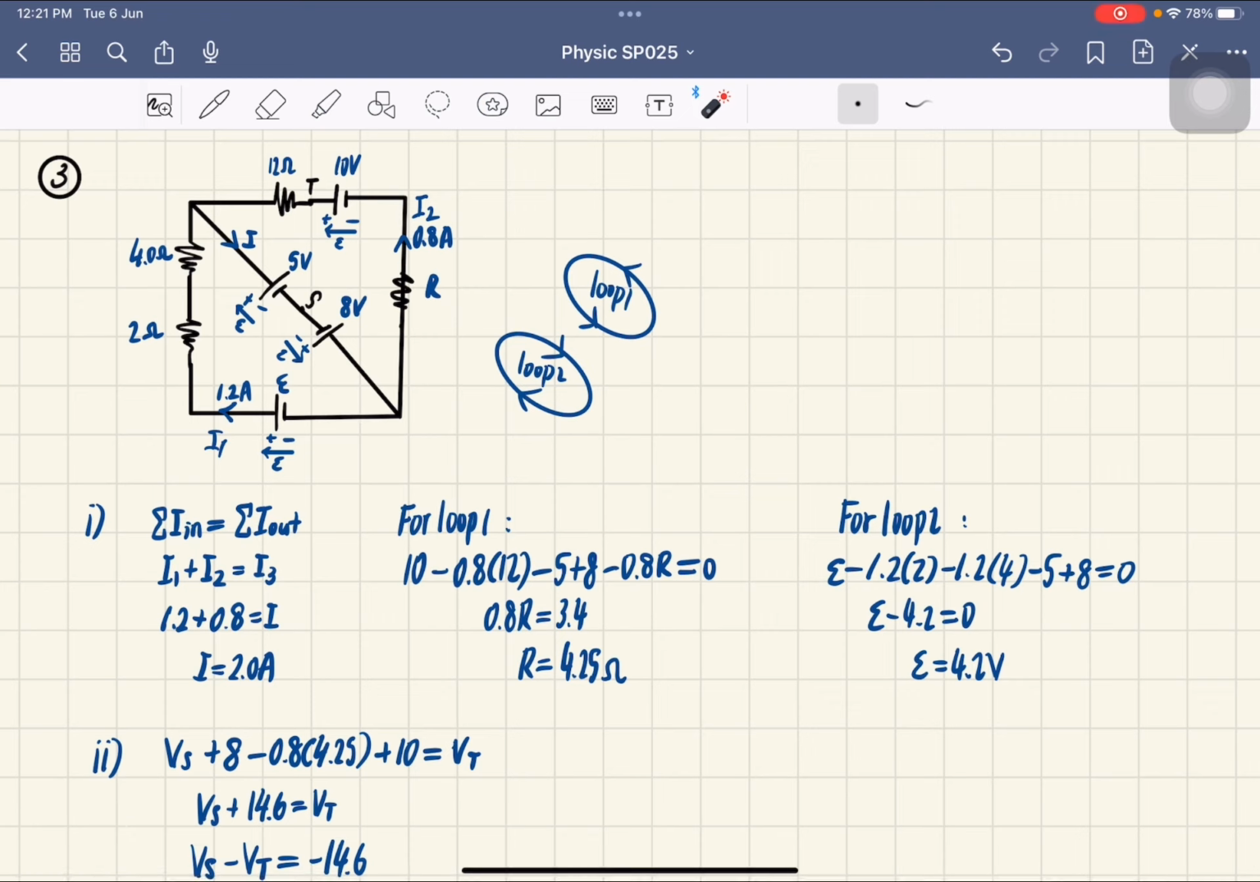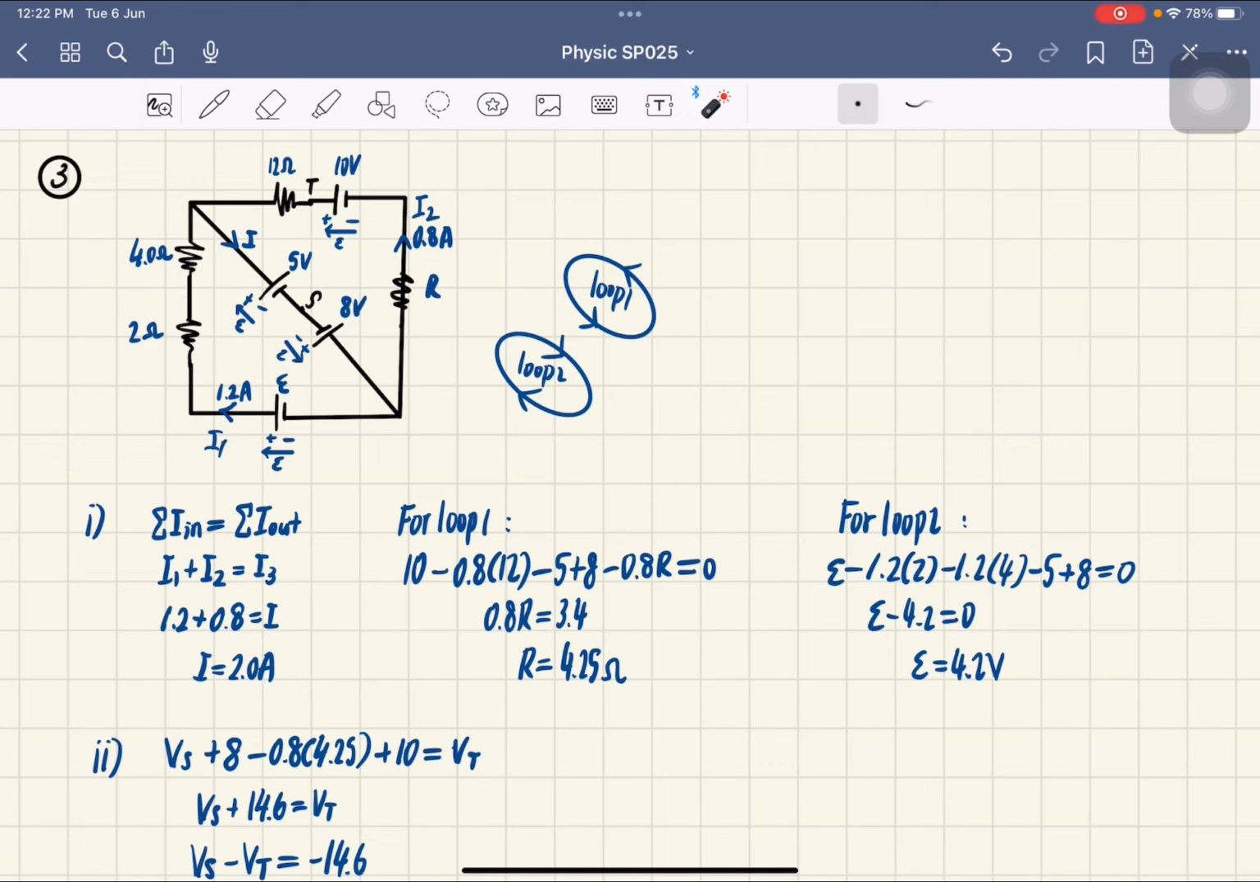Then for the second loop, we start from the unknown voltage battery. Actually, you all can start from either point, it's the same. From this unknown voltage battery, the EMF direction is the same as the loop direction, so we get positive EMF. Then for the 2 ohm resistor, the current direction that passes through the 2 ohm resistor is the same as the loop direction, so we get negative 2 times 1.2.